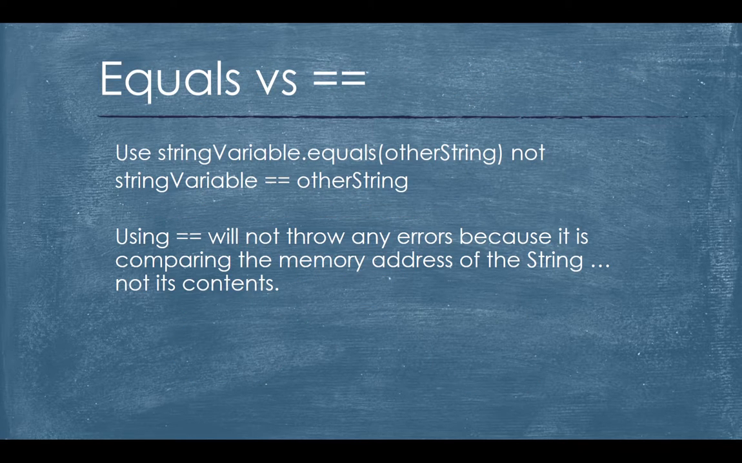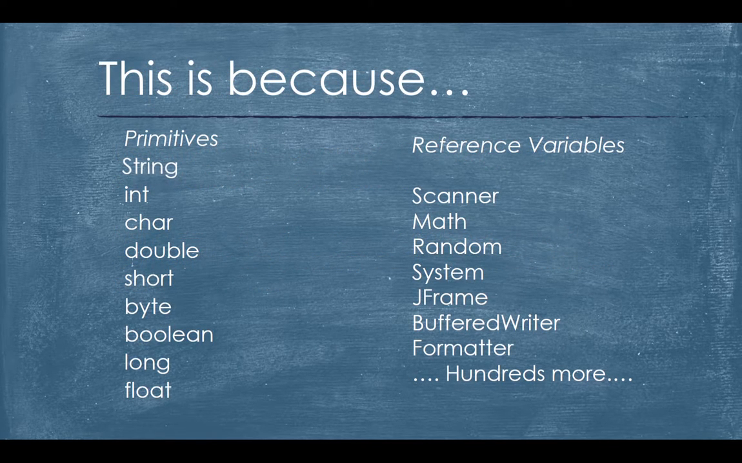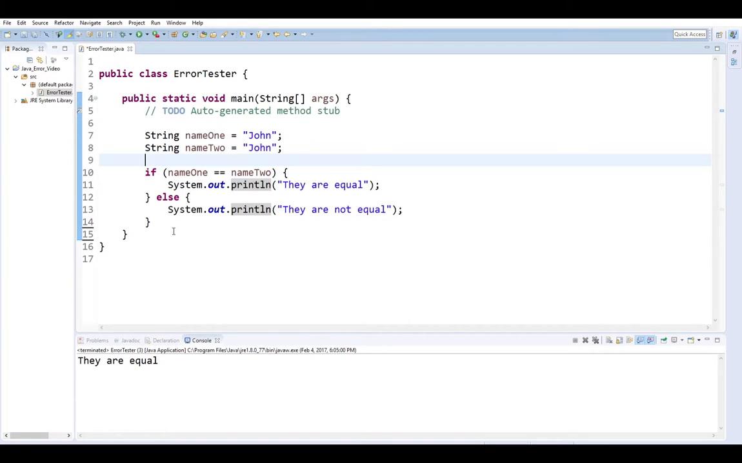You cannot use an equals operator on strings. This is because strings are very different compared to integers, for example. Strings are reference variables similar to scanner and system, while ints, shorts, chars, and others are primitives. You must use an equals method on reference variables. Notice that using the normal equals operator won't create any errors. This is because these two values are not being compared based on necessarily their contents, but based on whatever objects that they're referencing. It would be better to have this.